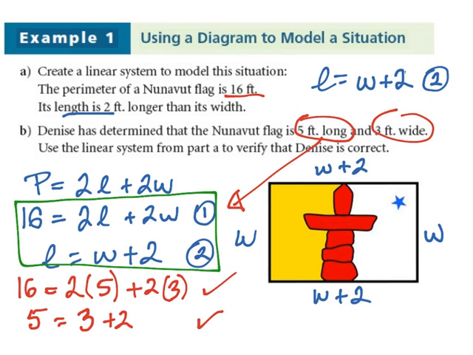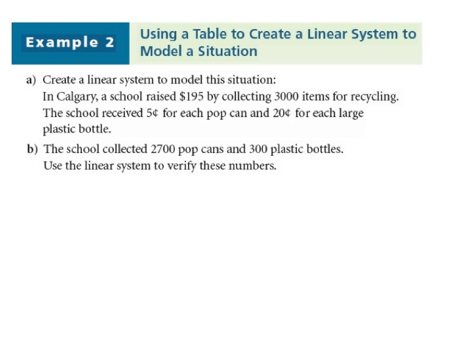Let's take a look at a different example. In this case, we're going to use a table to create a linear system and model a situation. Example 2 says, create a linear system to model this situation. In Calgary, a school raised $195 by collecting 3,000 items for recycling. So the keyword is 3,000, and we know the amount of money raised. The school raised 5 cents for each pop can and 20 cents for each large plastic bottle. So let's use this information to create a system of linear equations.